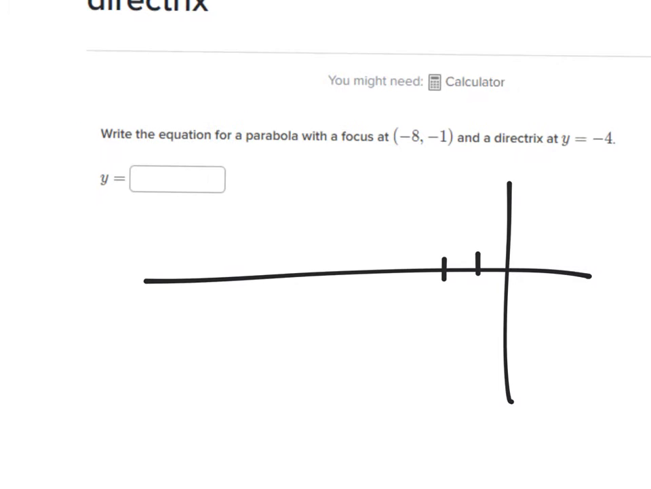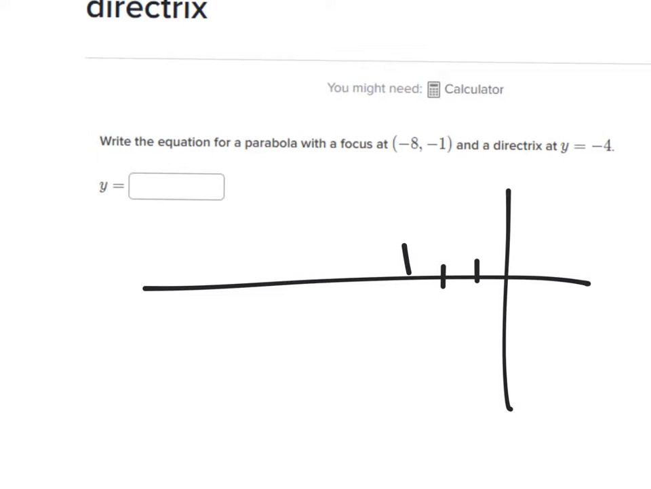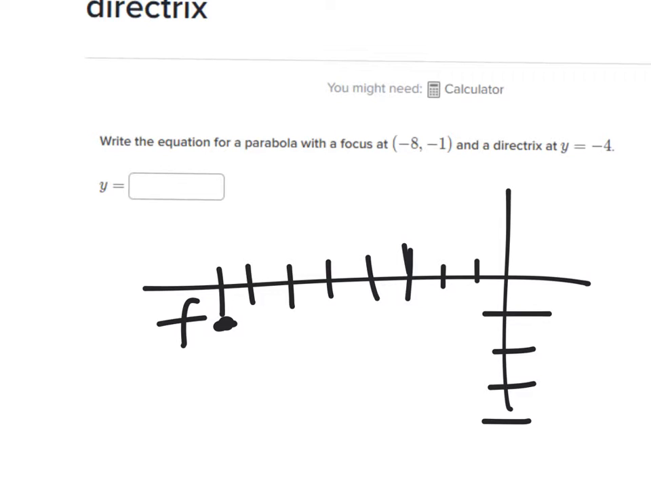So 1, 2, 3, 4, 5, 6, 7, 8, -1. That's our focal point. And then our directrix: write an equation for a parabola with a focus at -8, -1 and a directrix at y equals -4. So 1, 2, 3, and 4. So our directrix is down here.